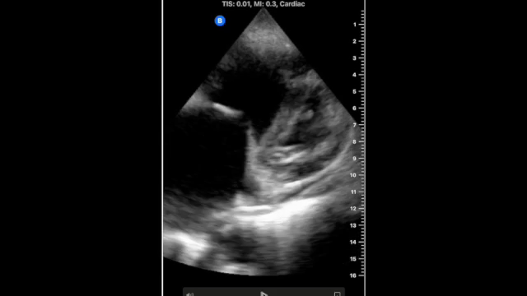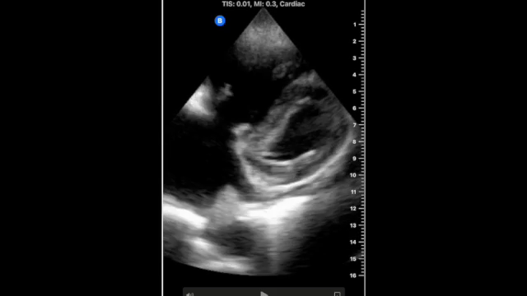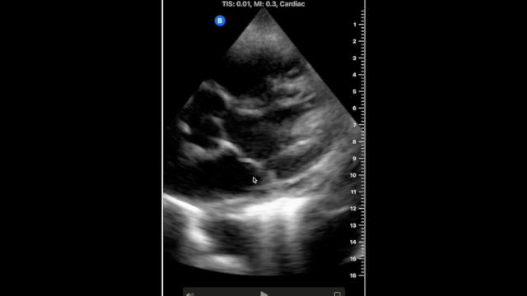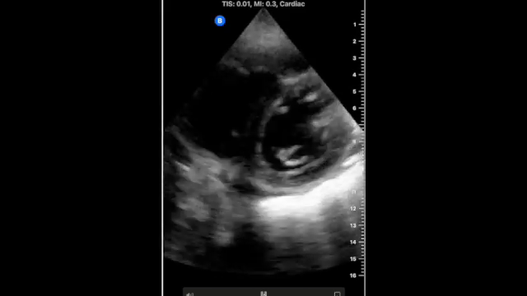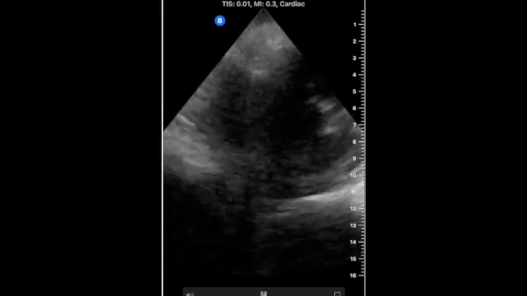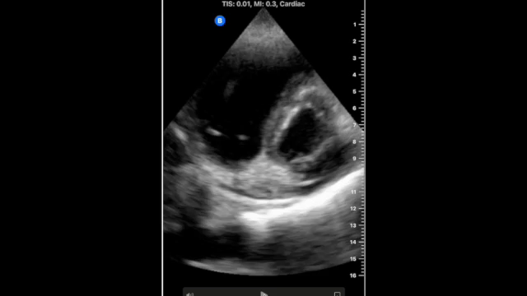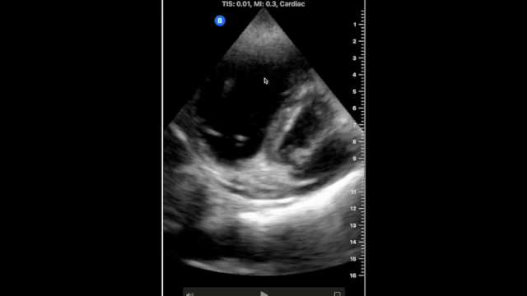Oh, let's go back for a moment. That being the mitral valve. And that's a two-chamber view. So two-chamber view, right ventricle, left ventricle. And this is the view I want to review with you.